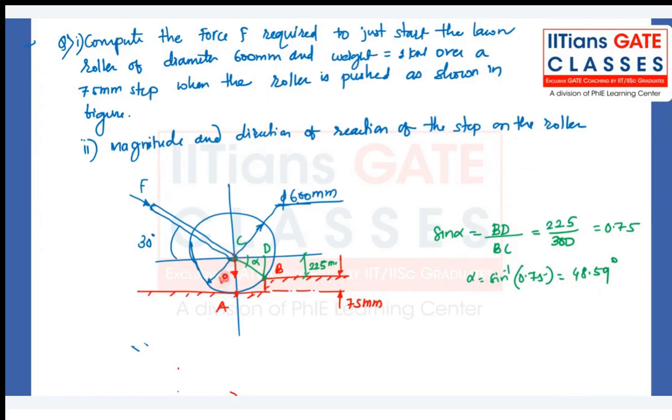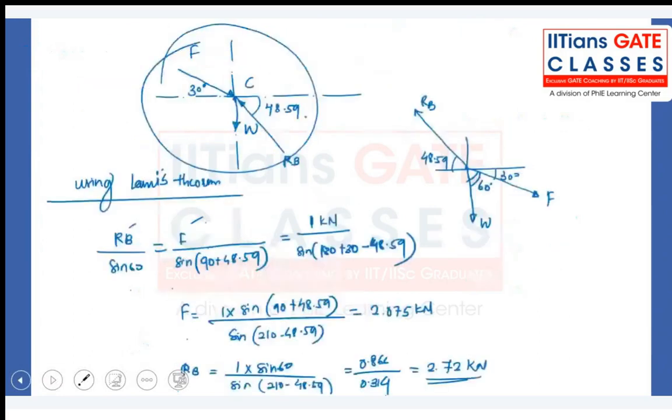So the force system will look something like this. One force is applied by us, the user, on the roller. W is the weight of the roller, and RB is the reaction by the step. I have just redrawn this figure like this, by using the principle of transmissibility of force. So RB I can draw from here like this, F I can draw from here like this, and W as it is. And now I just use Lami's theorem to solve it.